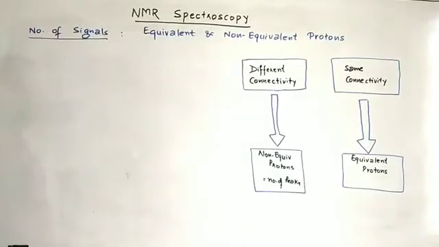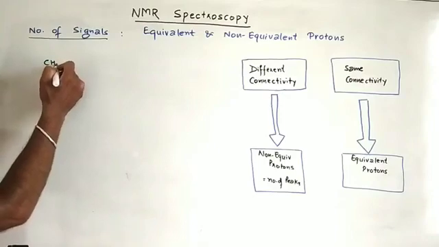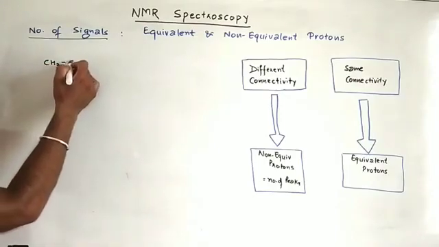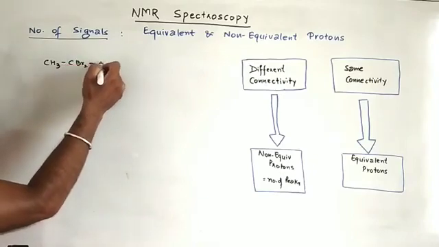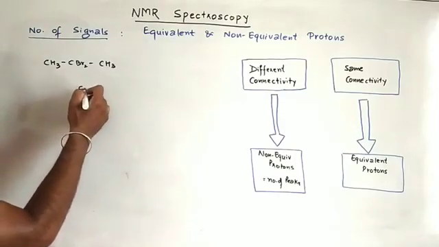In this lecture, we will discuss more problems and learn how to find the equivalent and non-equivalent protons. The next example is CH3 CBr2 CH3. So we're going to find the number of types of protons. So just open the structure.